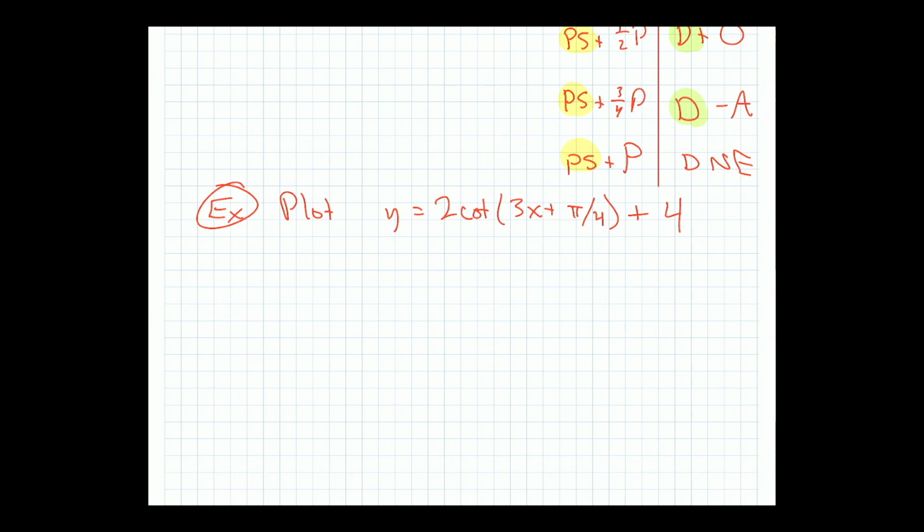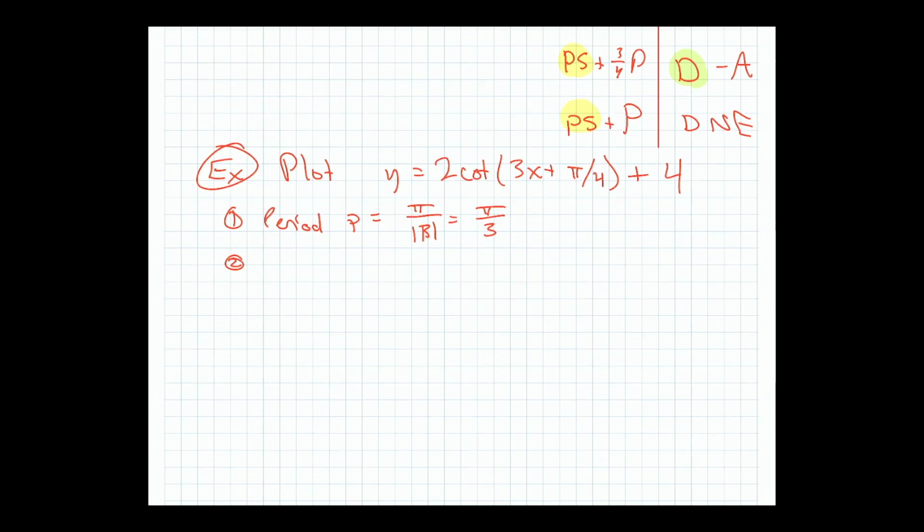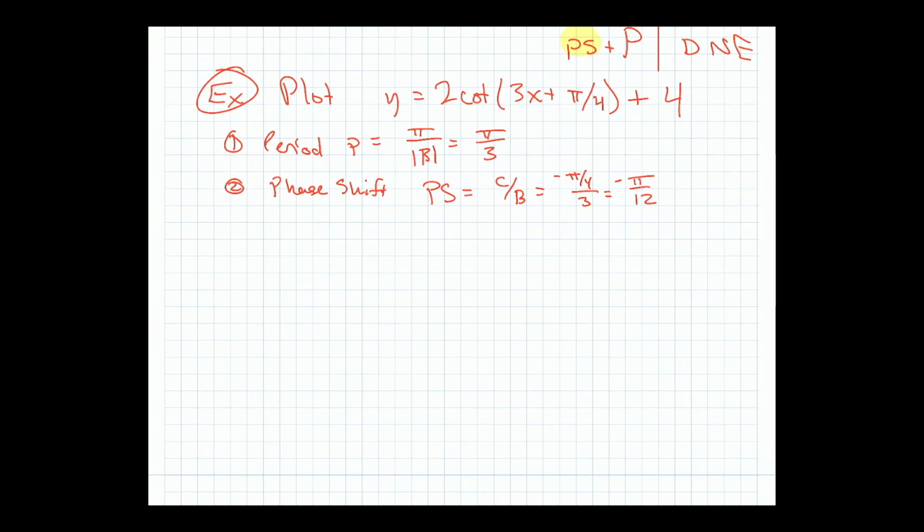So, what are we doing? We need to, number one, find the period. So the period is P equals pi over absolute value B. So that's pi over 3. All right, easy. Now the next thing you need is the phase shift. So your phase shift, PS, is going to be C over B, which is, what's the C? C is pi over 4 in this case, over B, which is 3. So that is pi over 12. All right. Ooh, that's negative pi over 12. So negative pi over 12. All right.